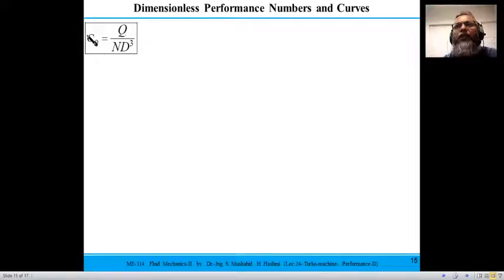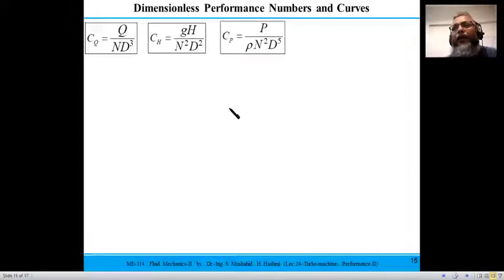CQ is actually the discharge coefficient or flow rate coefficient, which would be Q over N D cubed, and then the head coefficient would be gH over N squared D squared. g is acceleration due to gravity, H is the head rise by the pump, N is the RPM, D is the diameter. Similarly, we can have this power coefficient. So the power requirement is this, where rho is there, speed is there.